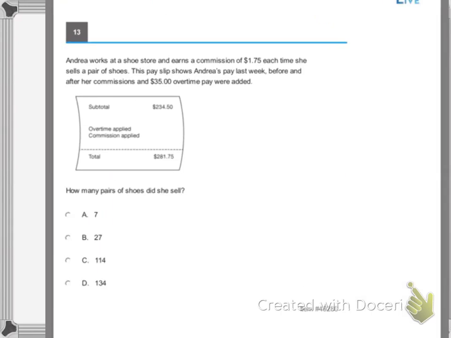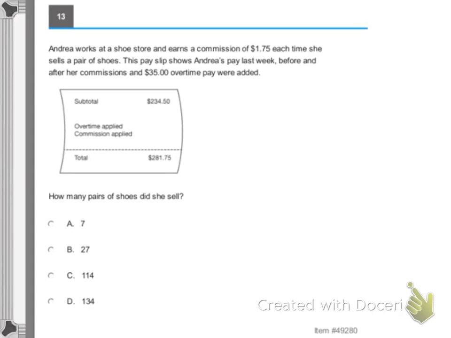Number 13. Andrea works at a shoe store and earns a commission of $1.75 each time she sells a pair of shoes. This pay slip shows Andrea's pay last week before and after her commission and $35 in overtime pay that was added. How many pairs of shoes did she sell? All right, so let's see. Overtime was $35. So what I want to do is add the $234.50 plus the 35. What's remaining would then be just the commission itself.